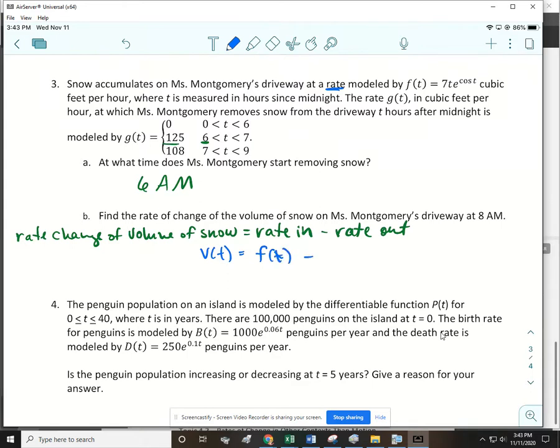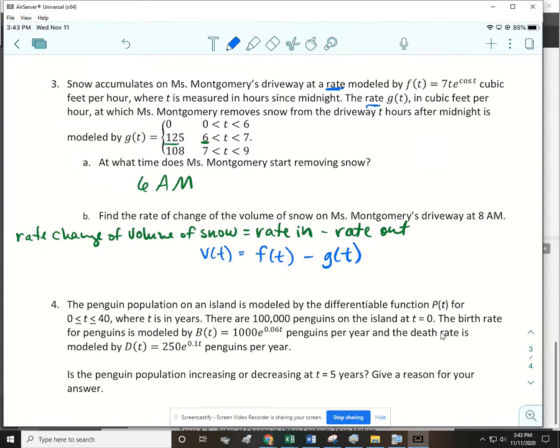The rate out function is g of t. It is also a rate. Both of those rates are in cubic feet per hour, which means that we're good just subtracting them from each other to give the rate of change of the volume of snow in the driveway.